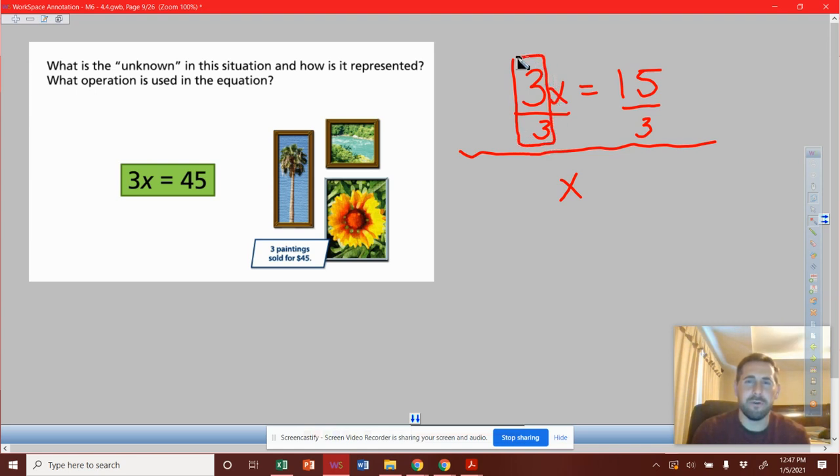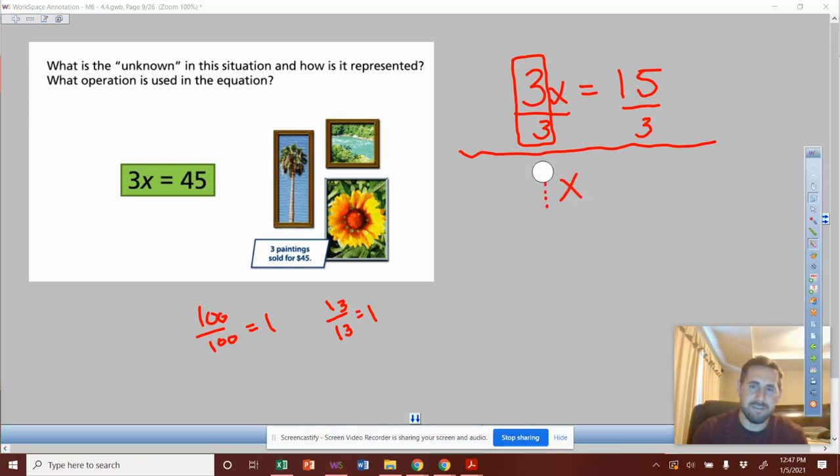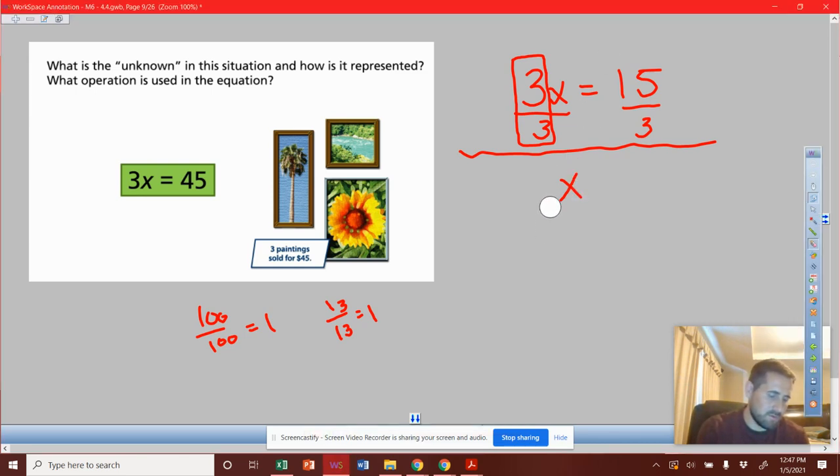A lot of people refer to this as the big 1. Any number divided by itself is 1. So if I had 100 divided by 100, what does it equal? 1. If I have 13 divided by 13, any number divided by itself equals 1. We don't really write 1x. There's like an imaginary 1 here, but we can just bring that x down. So we have 1x equals, and then we can do our division of 45 divided by 3. So that is 15.